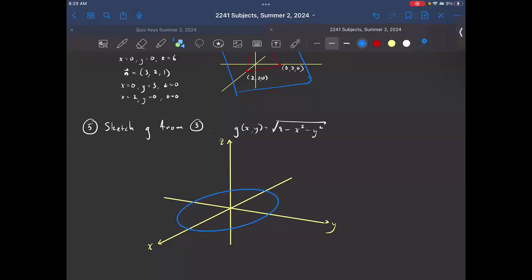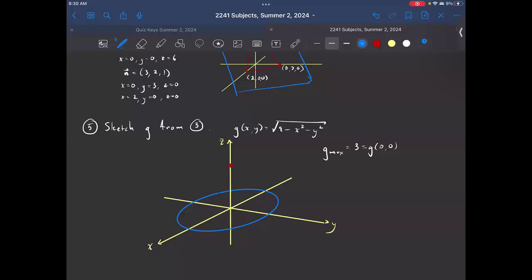So I computed that back in problem 3. So, yeah, that's fine. And we know that the maximum value of g was 3, and it happened right at 0. So g max equals 3, and that was g of 0, 0. And we have this point right about there.